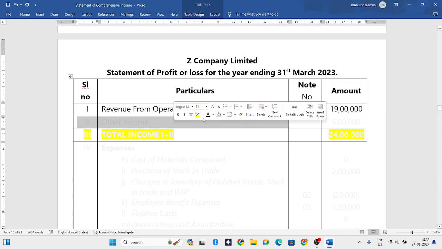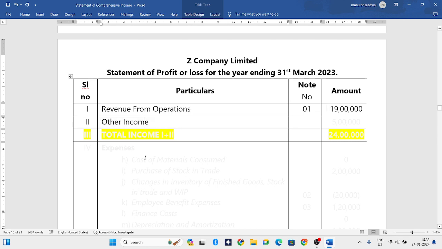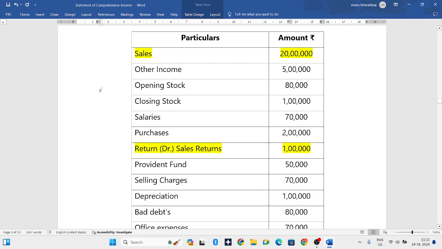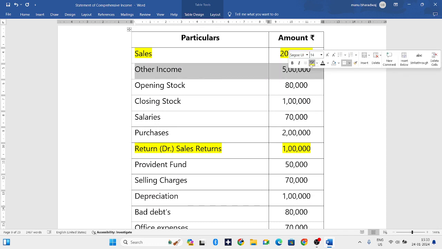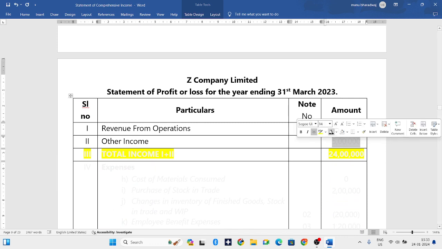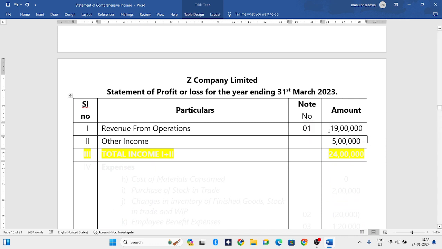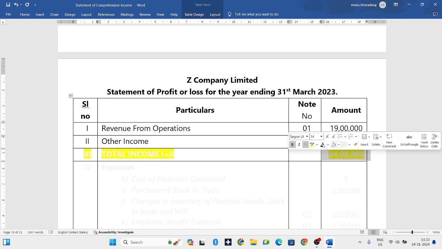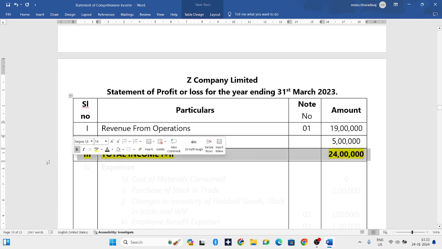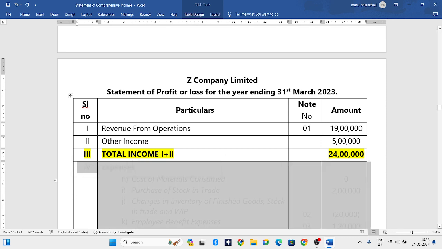Second item will be other income. Let us check the question. Anything they have given about the other income? Yes. 5 lakh rupees is there as other income. So we have 5 lakh rupees. Now add 19 lakh plus 5 lakh. It will be 24 lakhs. Now this 24 lakhs is called total income.